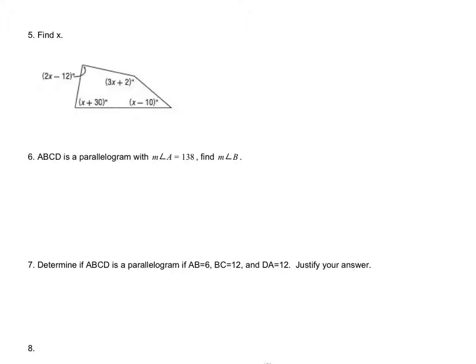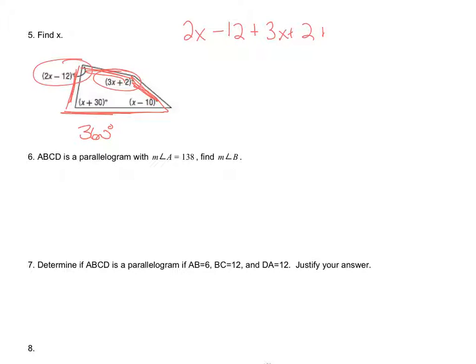Okay, so in problem 5 it says, let's find x. So what we have here is a four-sided figure, not a parallelogram by any stretch of the imagination, but a four-sided figure. For four-sided figures, we know the total degrees add up to 360. So all of these angles should add up to 360. So we can set up our equation: 2x minus 12 plus 3x plus 2, and again, these are just the angle expressions I see here, plus x plus 30 plus x minus 10 equals 360.